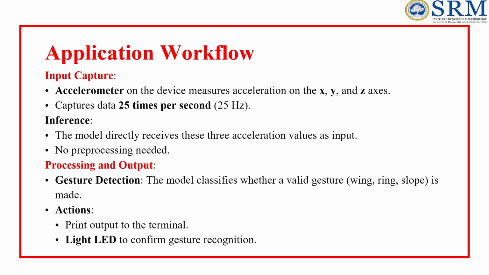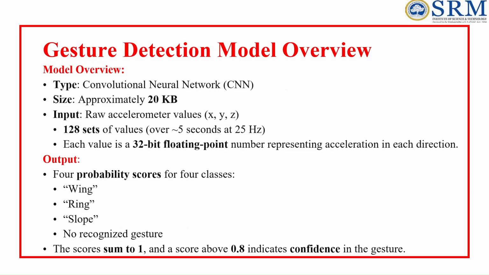Number three, the processing and output. The model then checks whether the captured motion matches one of the trained gestures. If yes, the wand responds. The response could either be an LED turning on or a message being printed on the terminal. That's the high-level workflow, from capturing the movement to giving real-time feedback.